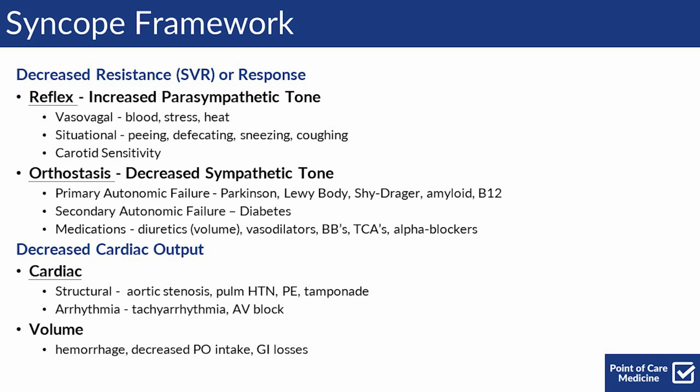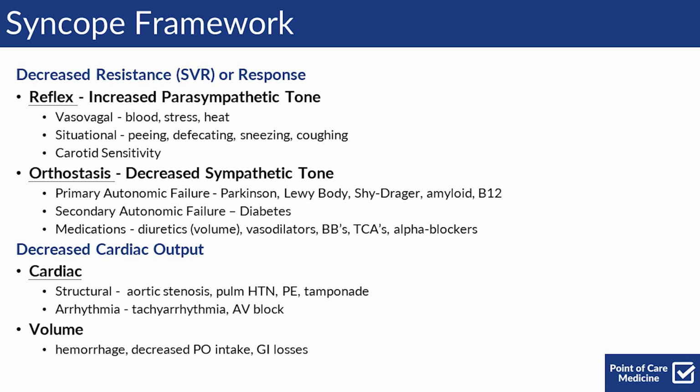There's two reasons that you can syncopize. The first is due to decreased resistance, SVR, or decreased cardiac output. For the decreased resistance, you can think of reflex and orthostasis causing both of those. So reflex syncope causes increased parasympathetic tone, and orthostasis decreases your sympathetic tone.